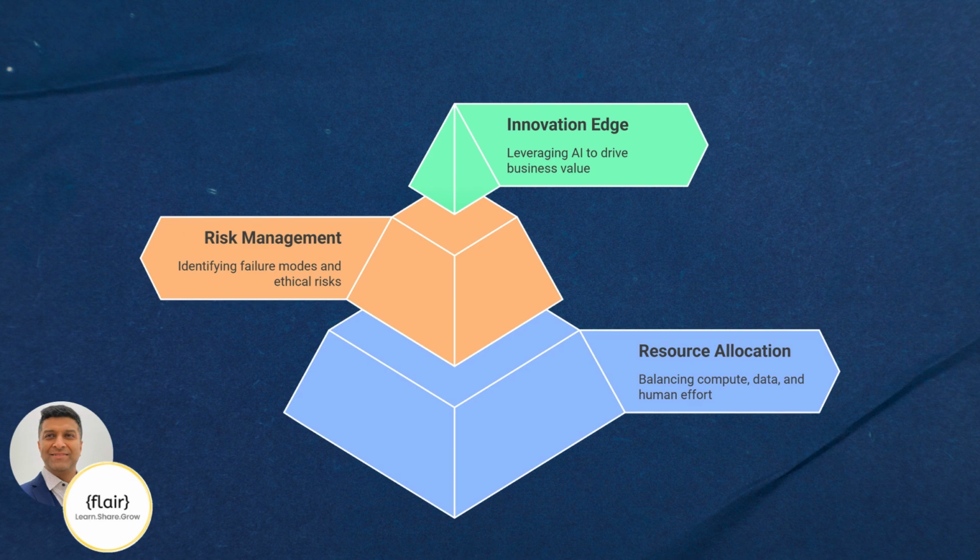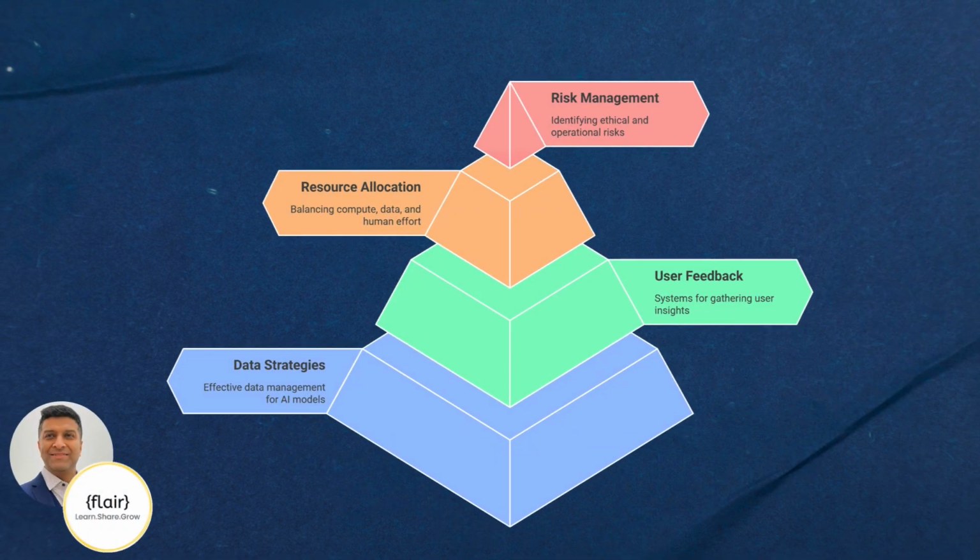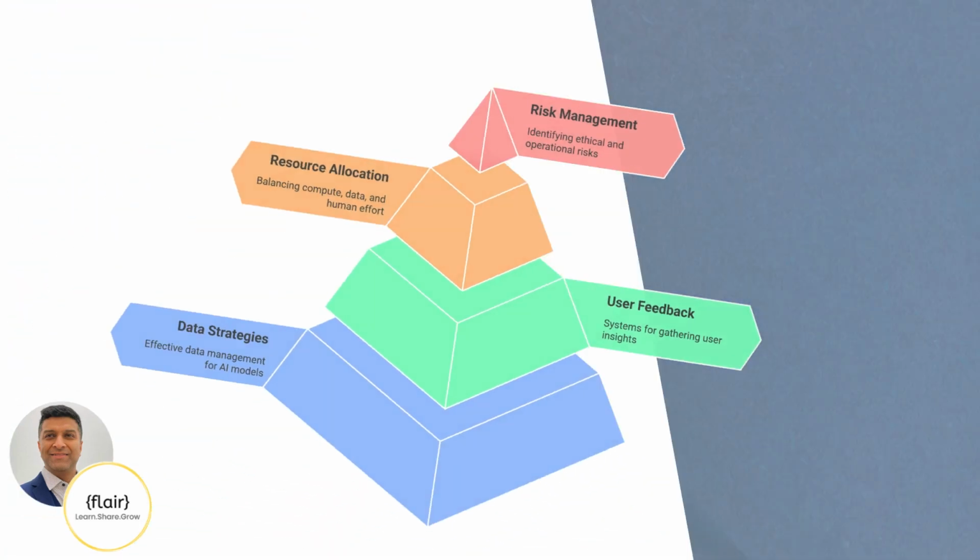Building AI-driven applications isn't just about model selection. It's about making strategic decisions in resource allocation, balancing compute, data, and human effort; risk management, identifying failure modes and ethical risks; and innovation and competitive edge, leveraging AI to drive business value.